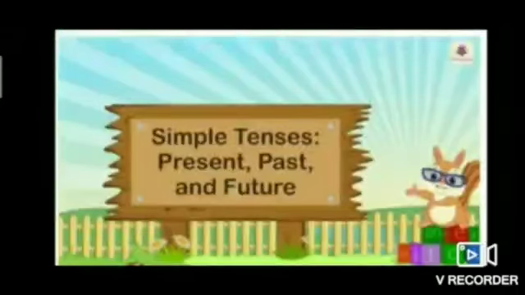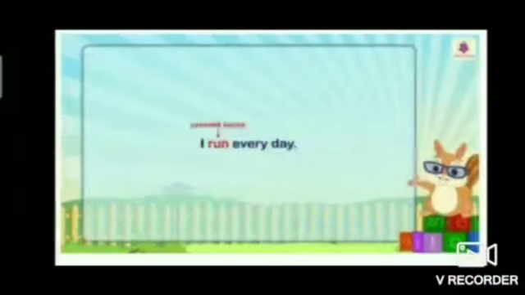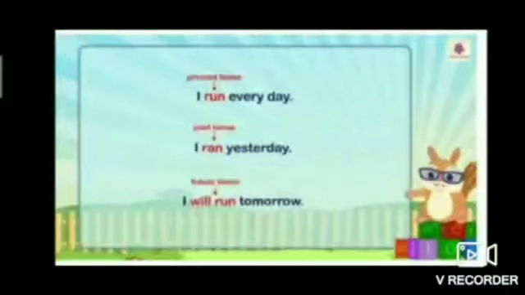Simple tenses: present, past and future. Okay students, the tense of a verb shows when something happens. For example, I run every day. Students, this is present tense. I ran yesterday. This one, past tense. I will run tomorrow. This is future tense.